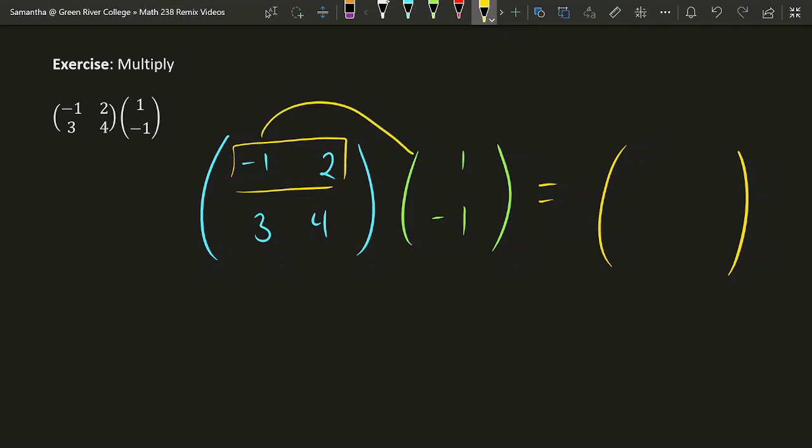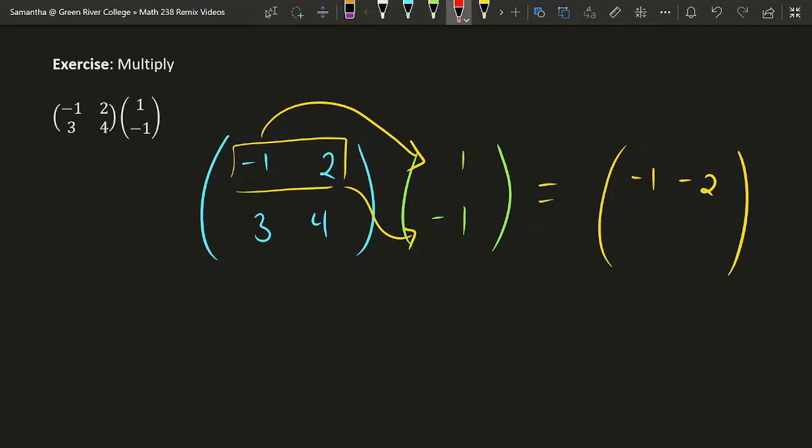So the first entry gets multiplied by the first entry, the second entry by the second entry, and then I add the results together. So minus 1 times positive 1, result negative 1. 2 times minus 2, result negative 2. And that sum, negative 1 plus negative 2, would be the first entry in the answer.